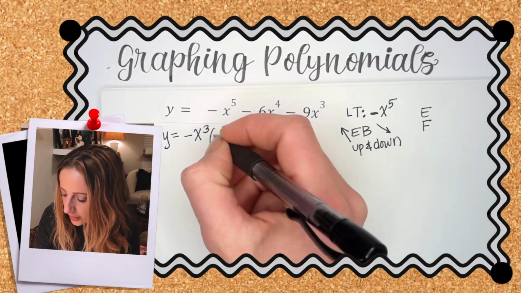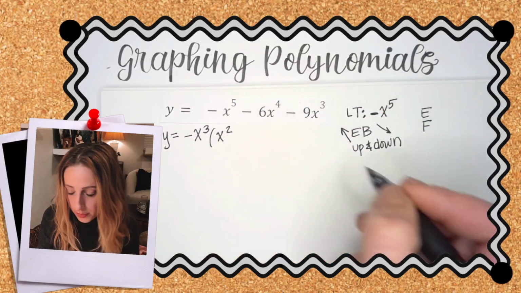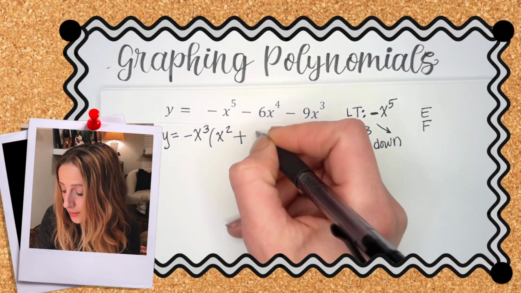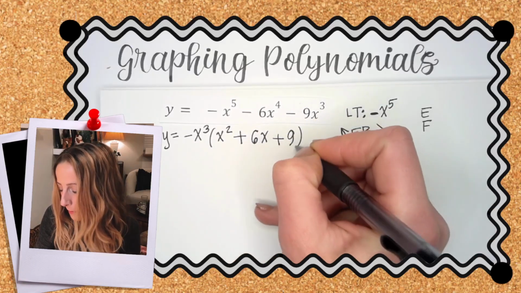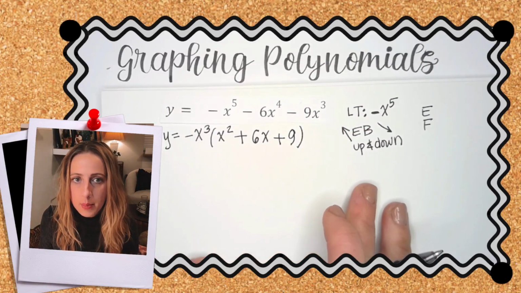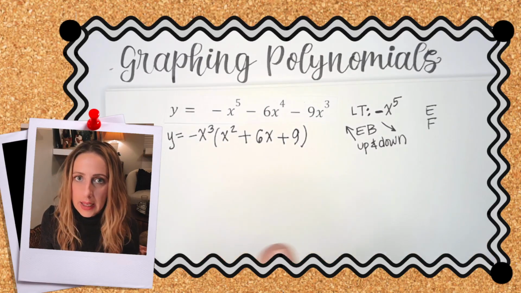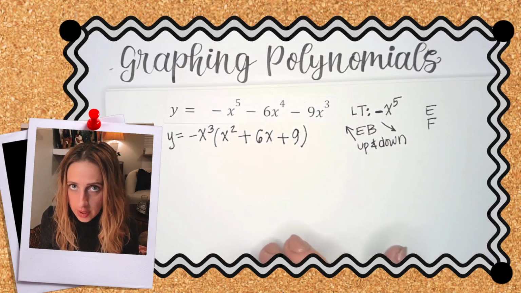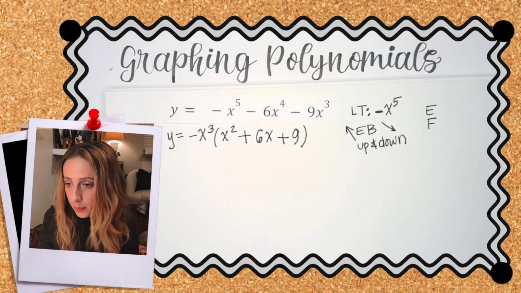So we took out the negative x cubed, and now you have x squared right there, dividing this out of all three places. This becomes a plus 6x and a plus 9. At this point, if you are graphing polynomials, it is beyond time for you to have no problem factoring. If you're struggling, you gotta go get help. You gotta go to extra help. You gotta do something. I don't know what to tell you. You got to get help, okay?